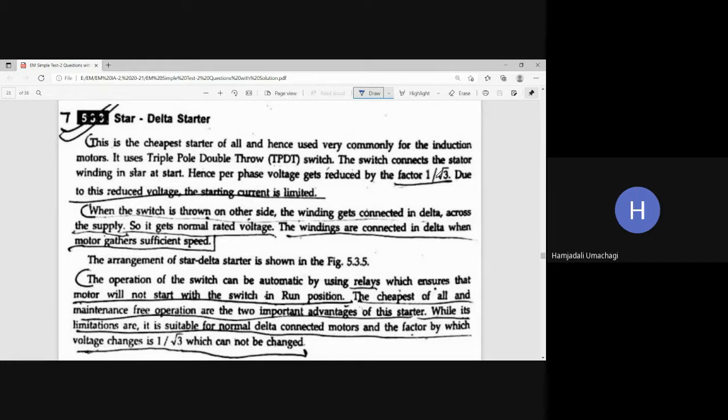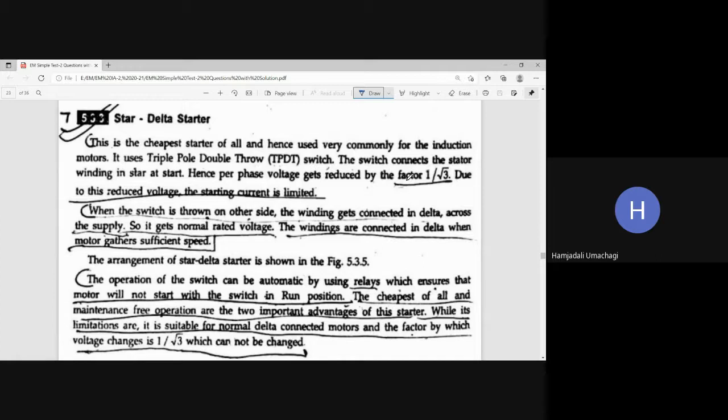by root 3. So we know that in the star system, phase voltage VPH is equal to VL by root 3. So by connecting the induction motor at the time of starting in star connection, the voltage is getting reduced by 1 by root 3 times. So we are going to reduce the voltage at the time of starting. If we reduce the voltage at the time of starting, proportionally we are going to control the current. We are going to reduce the current also. This is the major advantage of why we start the induction motor in star connection at the time of starting, because only at the time of starting the current will be more, so that current has to be controlled.